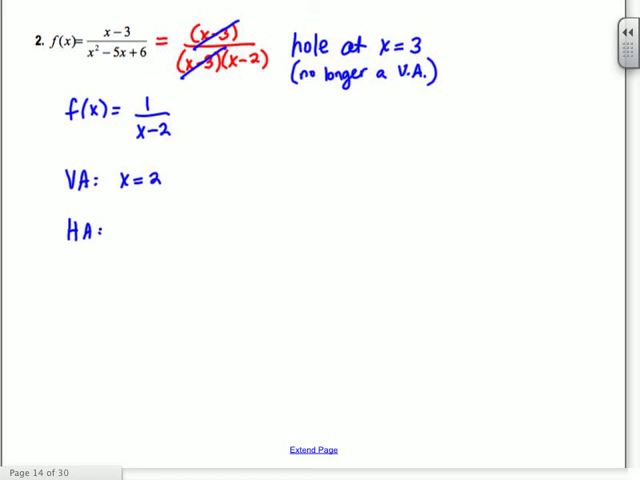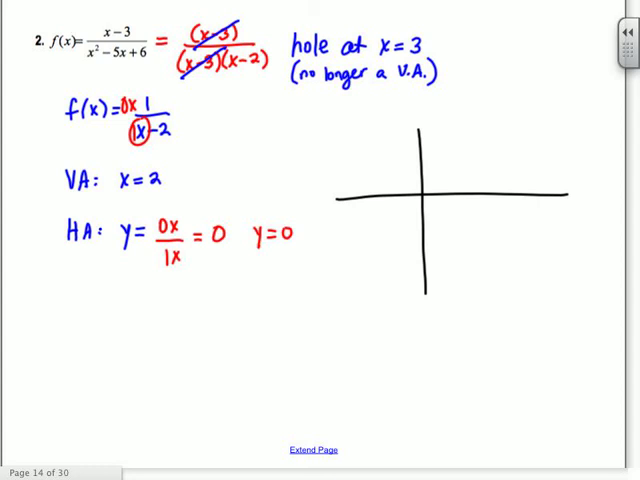That's okay. So if we're doing this one, it's y equals. Our largest degree was 1, right, x to the first. There was no x to the first up here, so it's like 0x over 1x. So it's 0 over 1, which is 0. So y equals 0 is the horizontal. So if you're graphing it, at y equals 0 you have a horizontal asymptote. At x equals 2, you have a vertical asymptote.